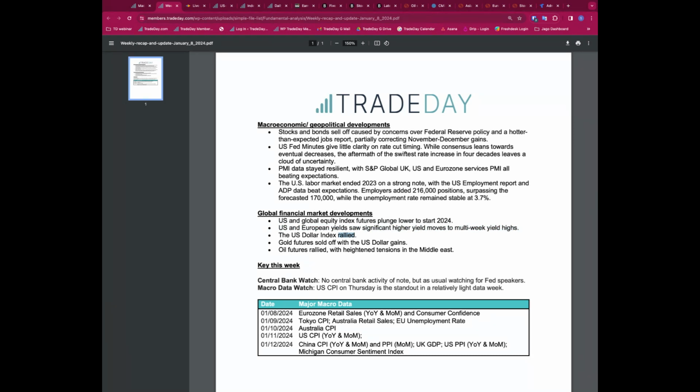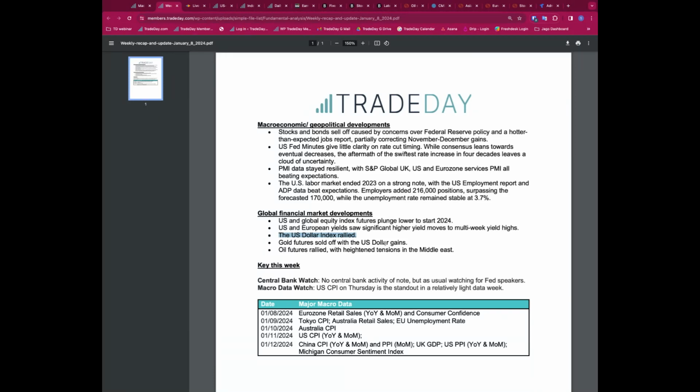Why did the US dollar strengthen against most currencies? Because higher US yields potentially mean it's more attractive to own US assets, US bonds. And so the dollar rallied because of the interest rate differential. Interest rate differential is one of the biggest drivers of foreign exchange. So potentially those higher yields we saw in the US last week benefited the US dollar.